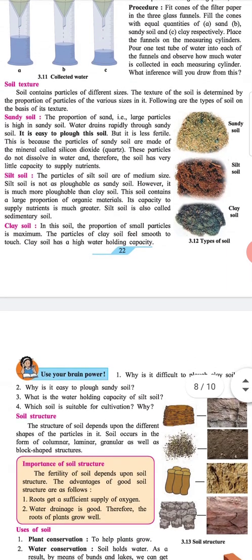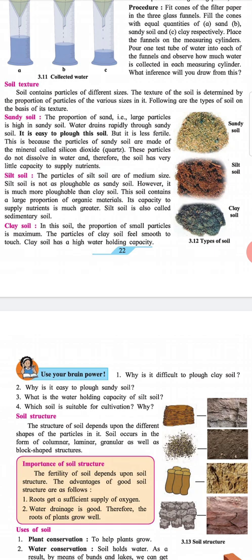Soil texture. Soil contains particles of different sizes. The texture of the soil is determined by the proportion of particles of various sizes in it. Following are types of soils on the basis of its texture.